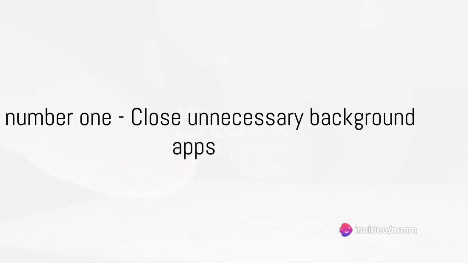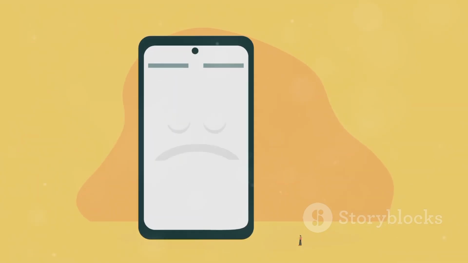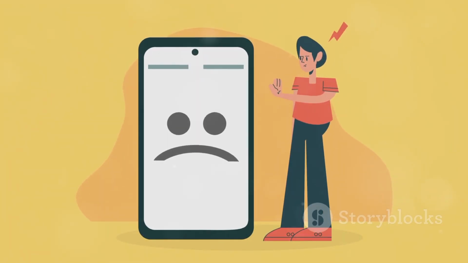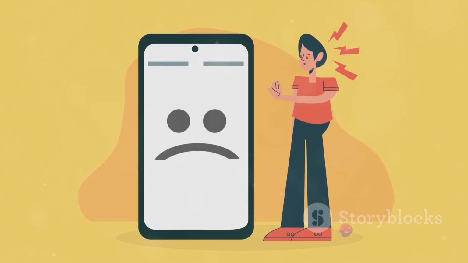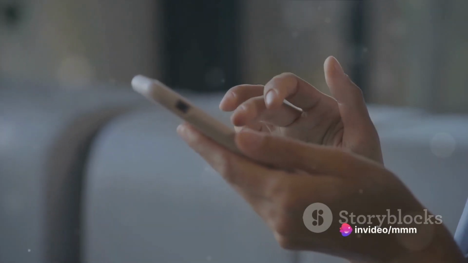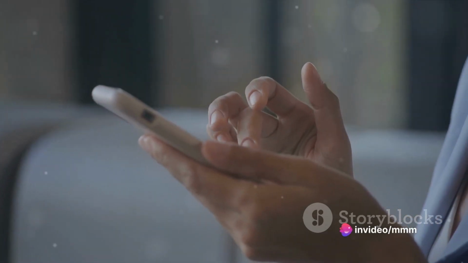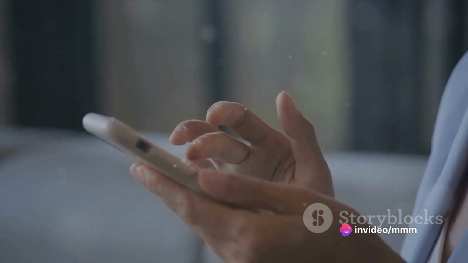Let's get started. Tip number 1, close unnecessary background apps. Closing apps that are running in the background frees up your phone's processor and memory, allowing it to focus on the tasks at hand. Simply swipe up or press the square button to access your recent apps, then swipe left or right to close them.